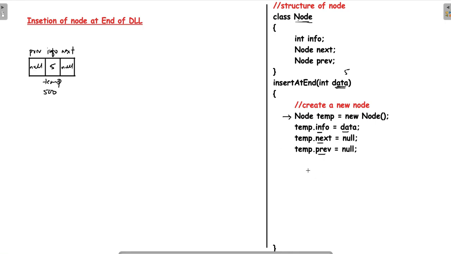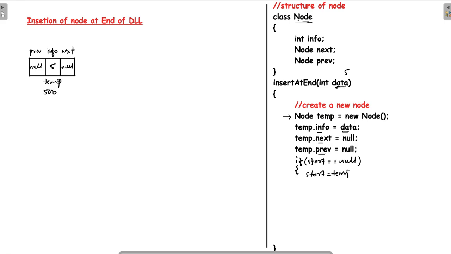Now the condition is, what if no existing list is available? So you have to check whether the existing list is available or not. So you will be checking if your start is equal to null. What it means is, you do not have a list. So if you do not have a list, how can you insert this temporary at the end of the list? This temporary itself becomes a starting point. So you have to write start is equal to temporary.